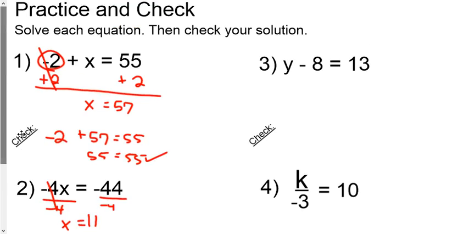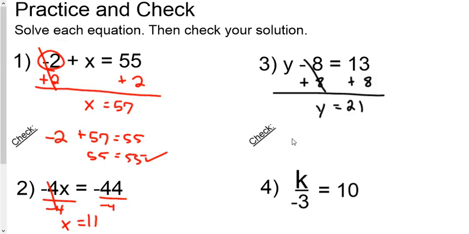What about number 3? y minus 8 equals 13. Well, since y is subtracting 8, how about we add 8 to both sides? Negative 8 plus 8 is 0, so the y is now free all by itself. And 13 plus 8 is 21. Now you tell me, 21 minus 8 equals 13. Is that true? Yes, it is.